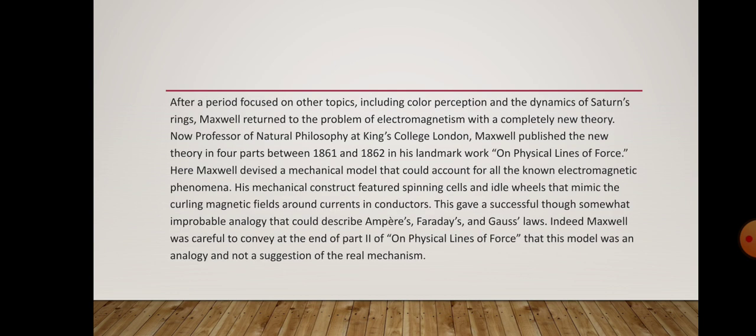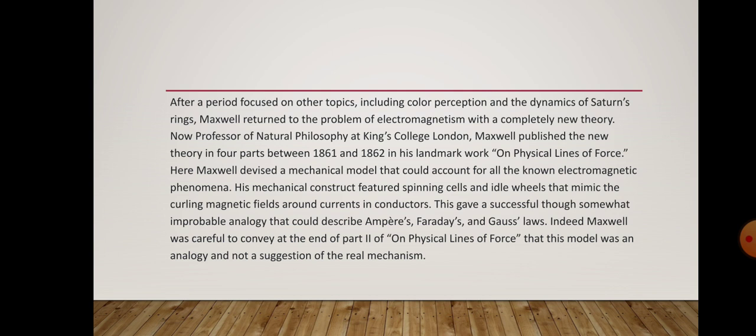After a period focused on other topics, including color precipitation and the dynamics of Saturn's rings, Maxwell returned to the problem of electromagnetism with a completely new theory. Now professor of natural philosophy at King's College London, Maxwell published the new theory in four parts between 1861 and 1862 in his landmark work on physical lines of force.